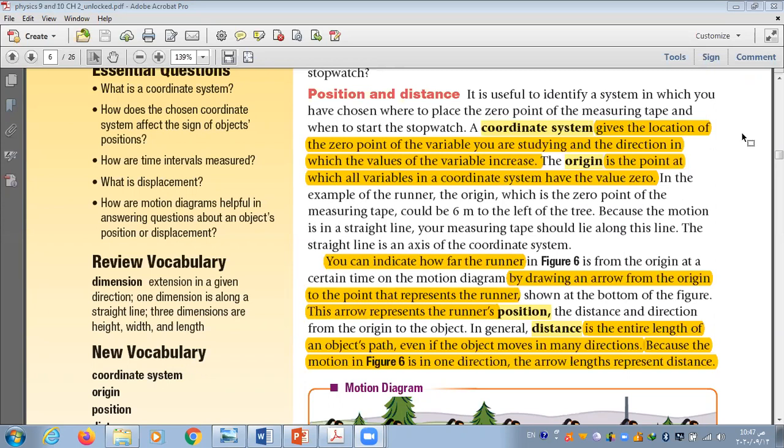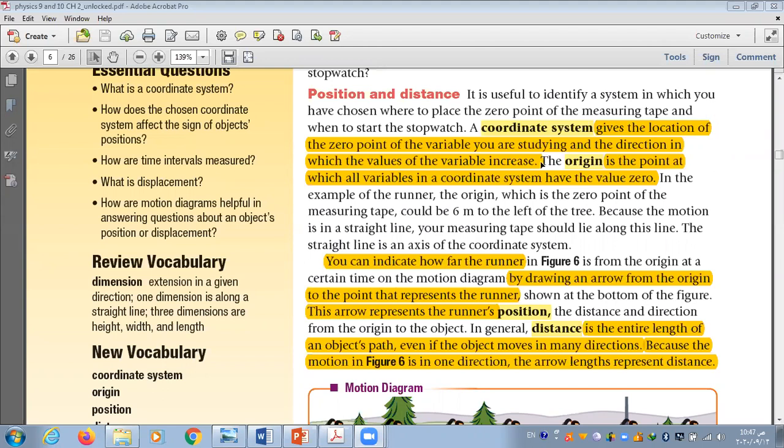Position and time. The next diagram: position and distance. It is useful to identify a system in which you have chosen where to place the 0 point of the measuring tape and when to start the stopwatch. A coordinate system gives the location of the 0 point of the variable you are studying and the direction in which the values of a variable increase.